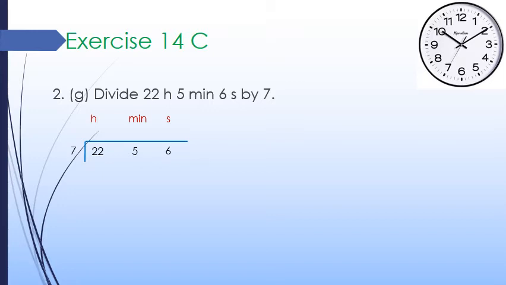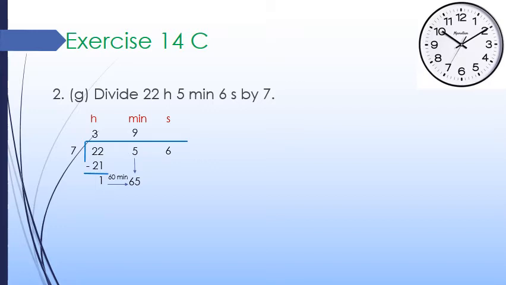So we will start the division from the hour. So 22 hour divided by 7. We will get the remainder as 1, and in the quotient we will get 3 hour. Now this 1 hour will be equal to 60 minutes, and this 60 minute will go to the minute section, and 60 minutes plus 5 minutes is equal to 65 minutes, right? So now we will divide 65 minutes by 7.